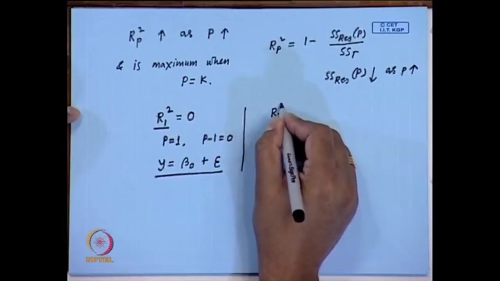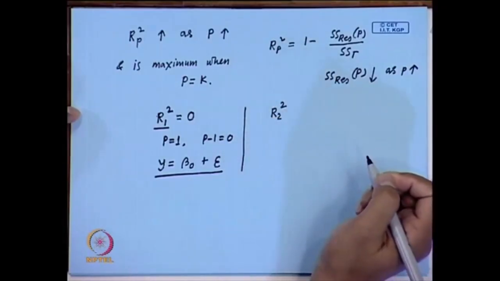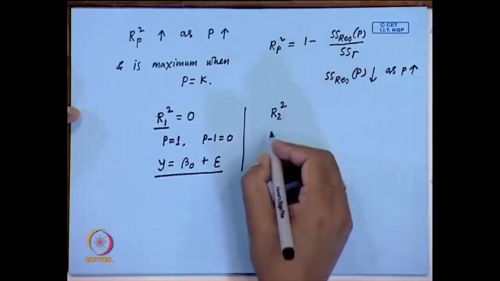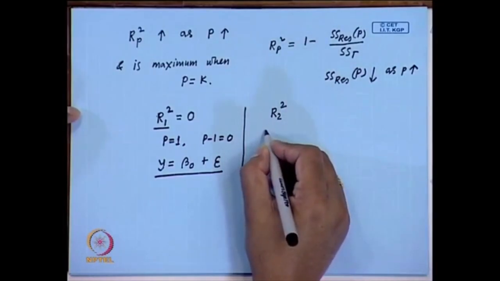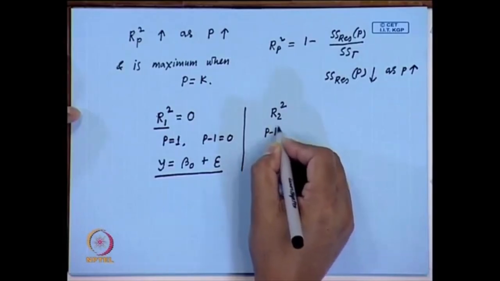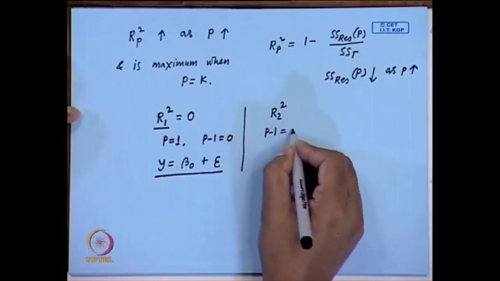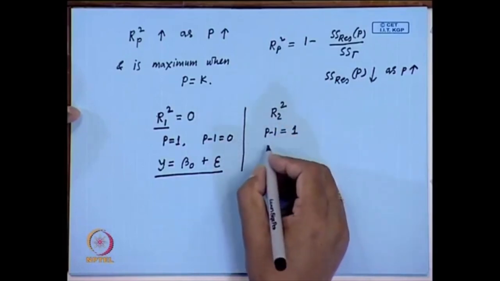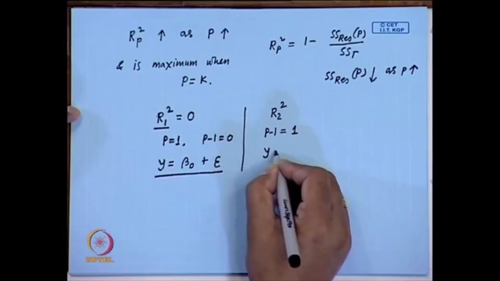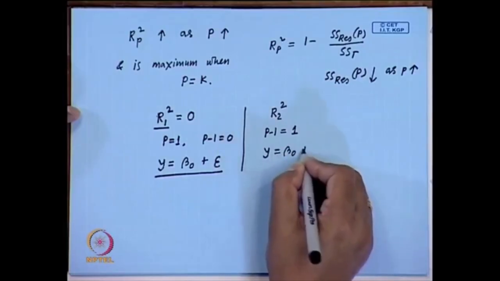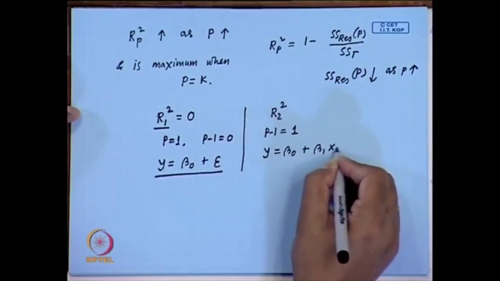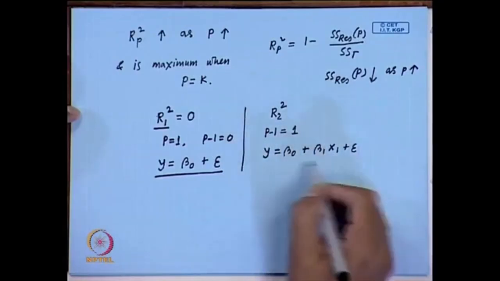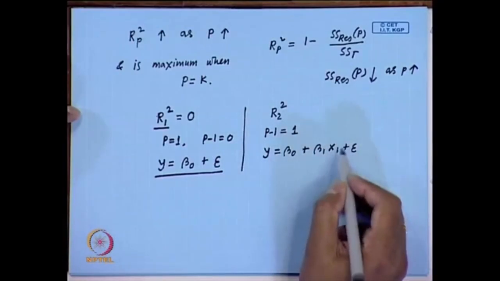Okay. Next, we will be computing R 2 square given a set of data. Here P minus 1 is equal to 1. So, R 2 square is associated with the model y equal to beta naught plus beta 1 x 1 plus epsilon, the model with 1 regressor.